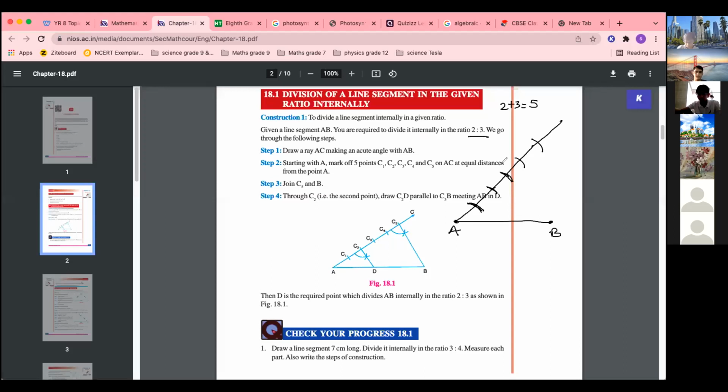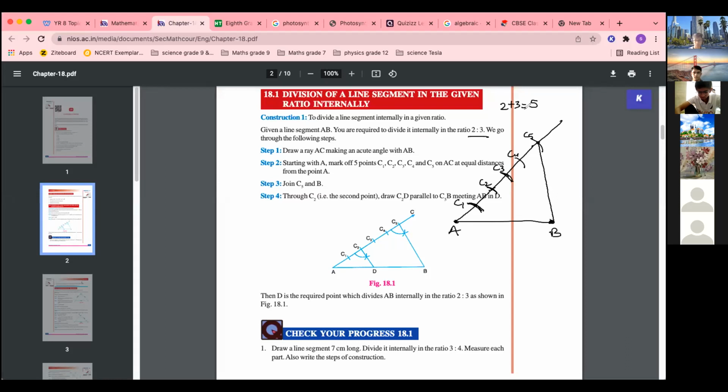Read the steps of construction. When it is required, you have to write the steps of construction also. So C1, C2, C3, C4, C5. After joining this line, now we have to draw a parallel line from 2, because 2 is to 3. So what is 2, 1 and 2? From here, we have to draw a parallel line. How do we draw a parallel line?